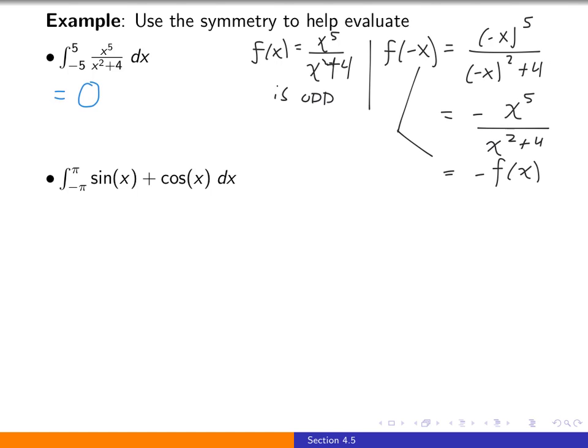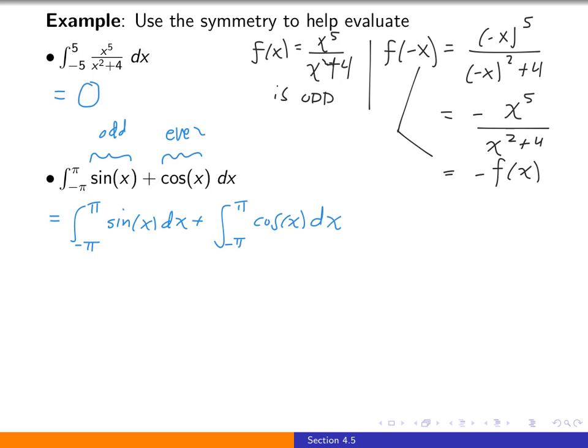So let's look at the second example, and let me remind you, when we talked about properties of the trigonometric functions, we said sine is an odd function and cosine is an even function. So if we break this up into 2 separate definite integrals, minus pi to pi of sine plus the definite integral from minus pi to pi of cosine.